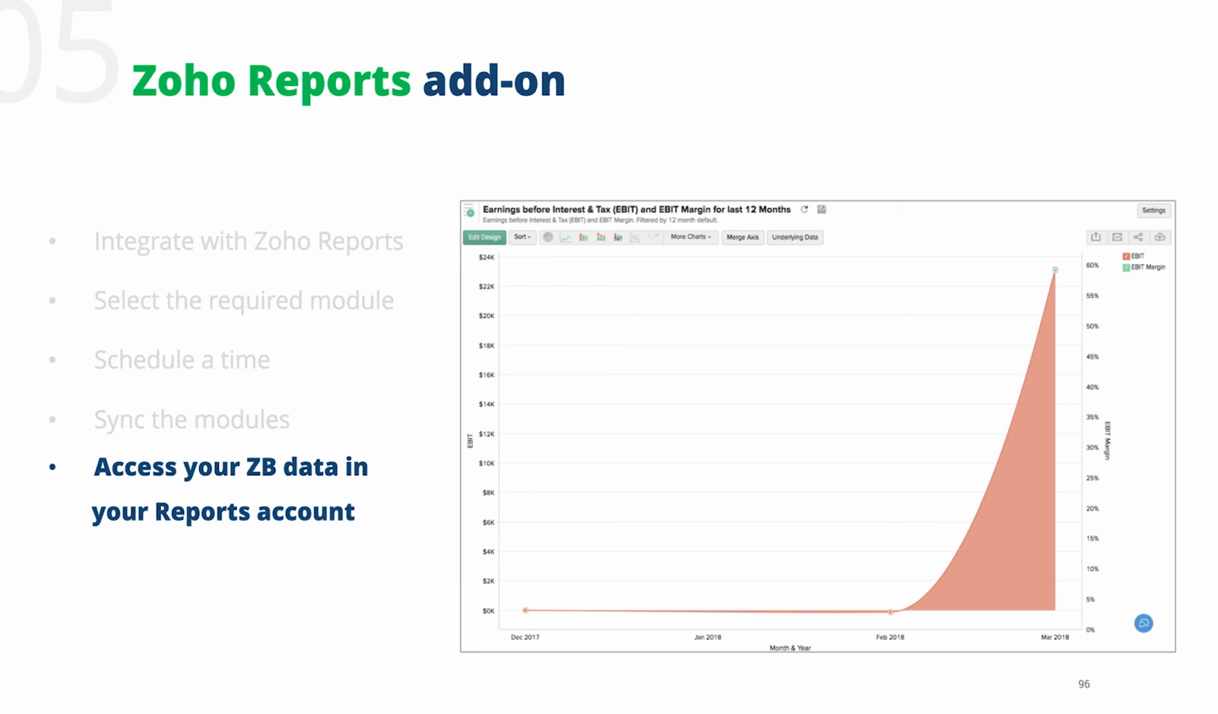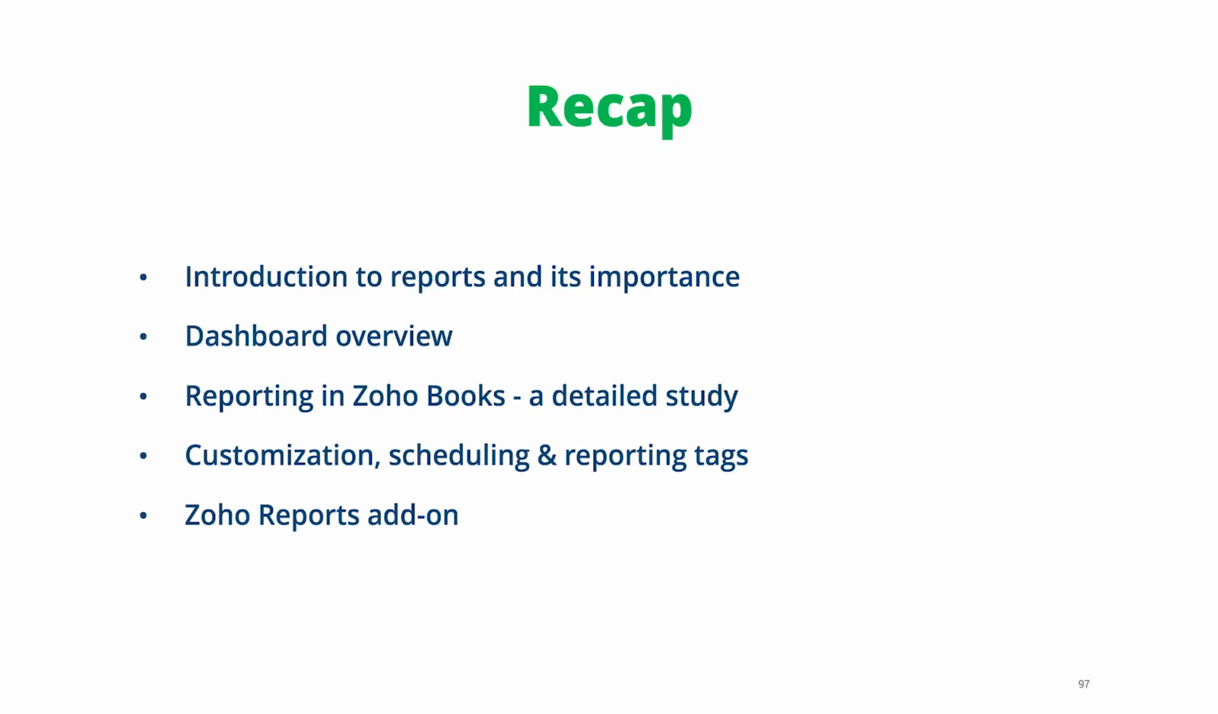We have now come to the end of this session, and let's have a recap. We looked at how reporting is done in Zoho Books and its importance. We then moved on to understand the dashboard components, followed by a detailed study of various reports in Zoho Books. We also looked at other features like customization, scheduling of reports, and the usage of reporting tags. Finally, we saw how to integrate Zoho Books with Zoho Reports and the benefits of using Zoho Reports for our business.